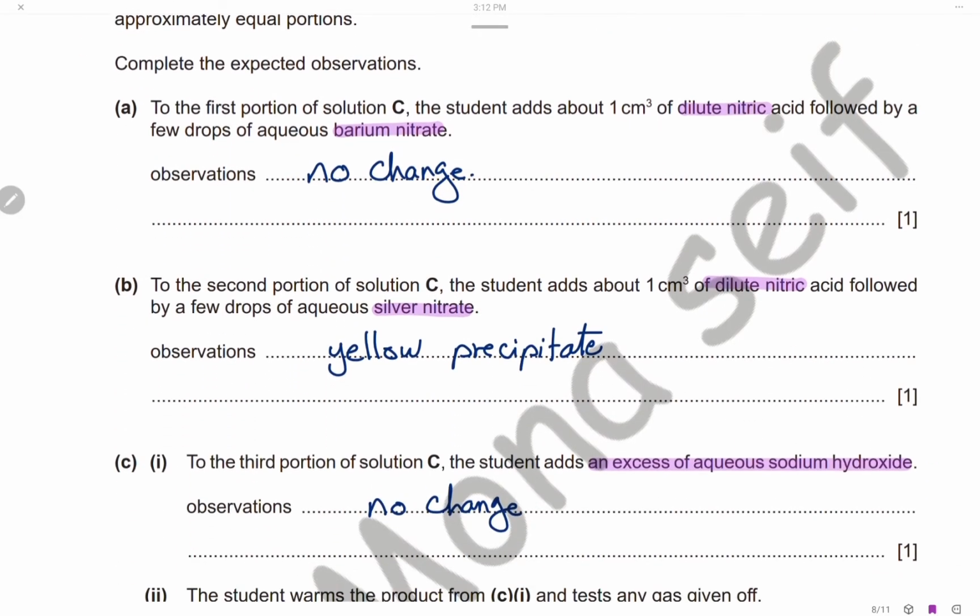To the second portion, again, he adds 1 centimeter of dilute nitric acid followed by silver nitrate. We know that silver nitrate is used to test for the presence of halide ions. Here we have iodide ions, which will form a precipitate of silver iodide. So the observation is that a yellow precipitate is formed. The precipitate, of course, is silver iodide. To the third portion of solution, the student adds excess aqueous sodium hydroxide, and of course here we will have no precipitate, so we will write the observation: no change.